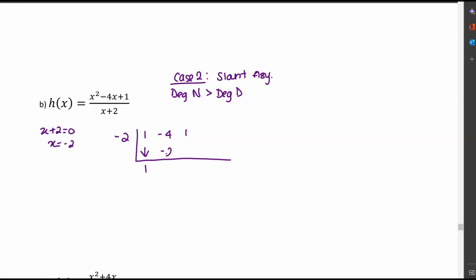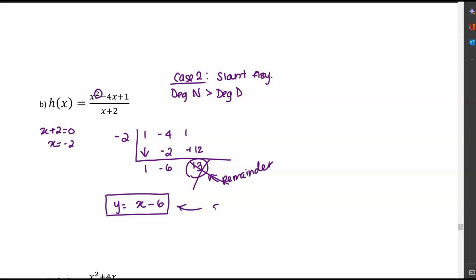Negative 2 times 1 gives me a negative 2. Negative 4 and negative 2, that gives me a negative 6. Negative 2 times negative 6 gives me a positive 12. And then 12 plus 1 gives me 13. So this here is our remainder. But we're going to ignore the remainder, and we're just going to focus on our quotient. Remember the numerator was degree 2, so the quotient would be degree 1, so it's going to be x minus 6. And so y equals x minus 6 becomes our slant asymptote.